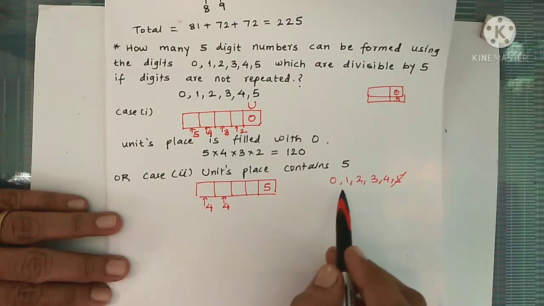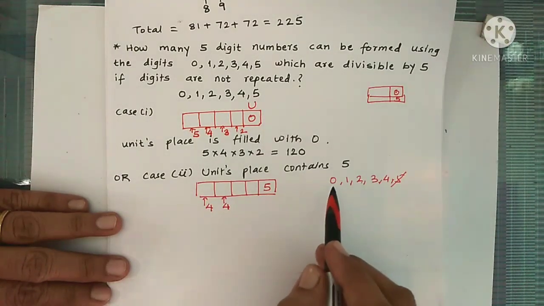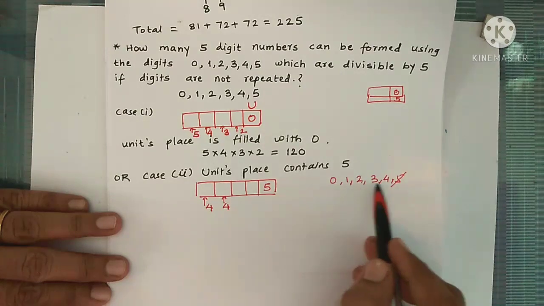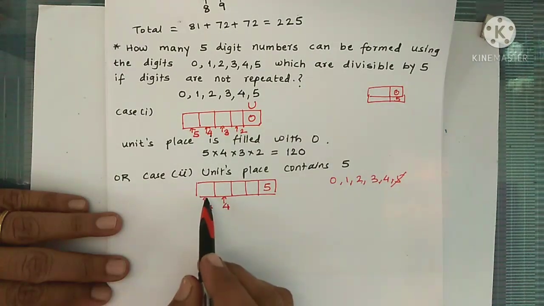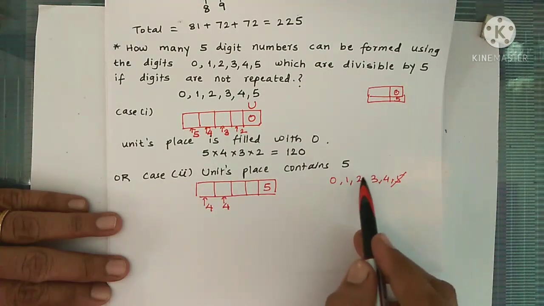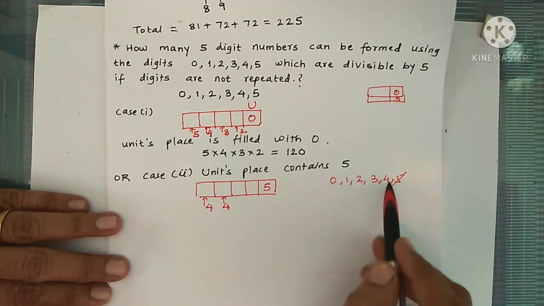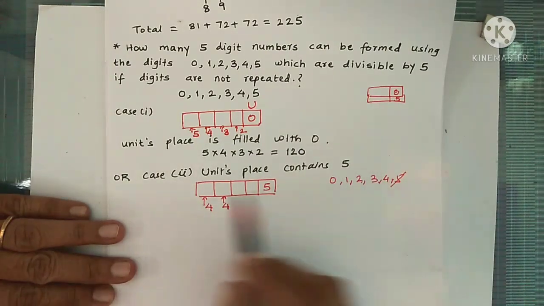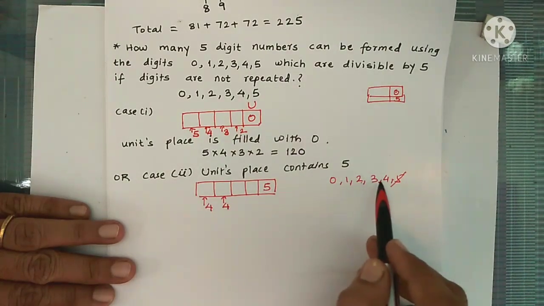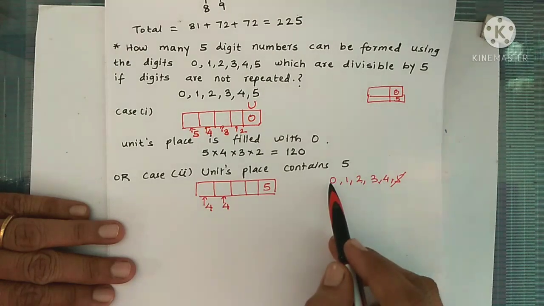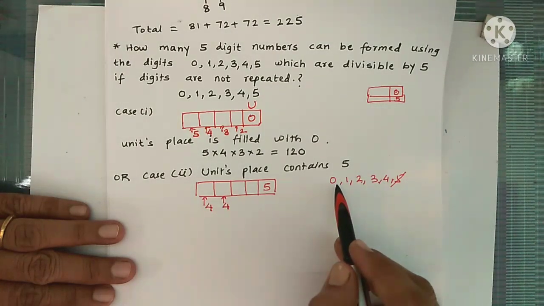For the first place we cannot use 0. So we have 4 digits for first place. Now for the second place we have 3 digits from these 4 digits, because we have used 1 digit for first place. So 3 digits are remaining and 0 is remaining.